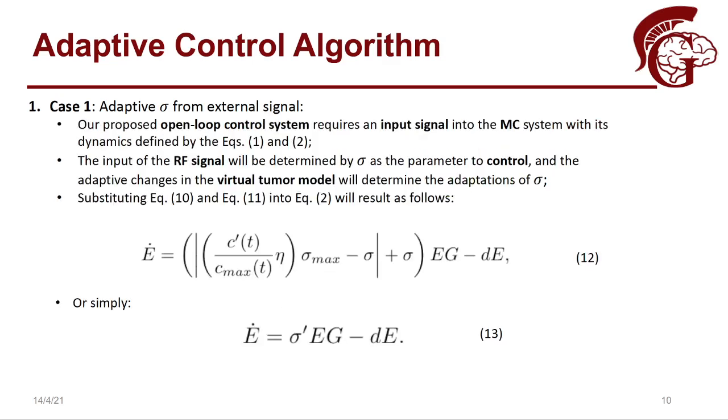For our open loop control system in this case, sigma is the parameter to control by the RF signal input, and the adaptive changes in the virtual tumor model will determine the adaptations of sigma as a parameter.